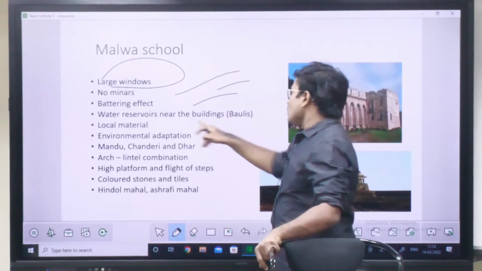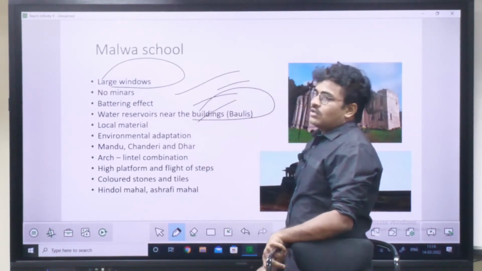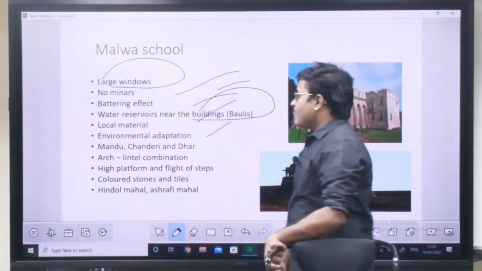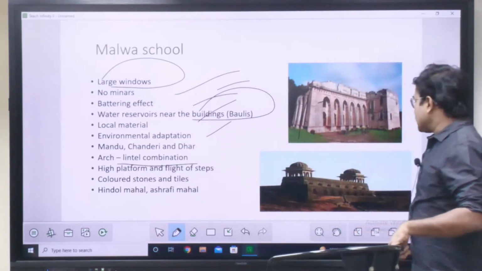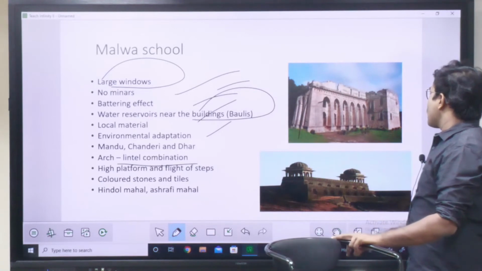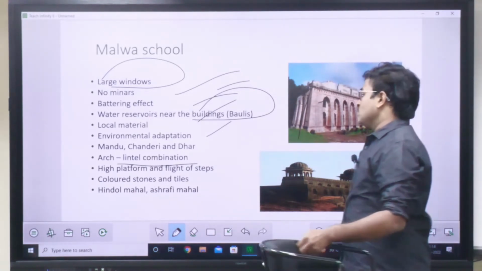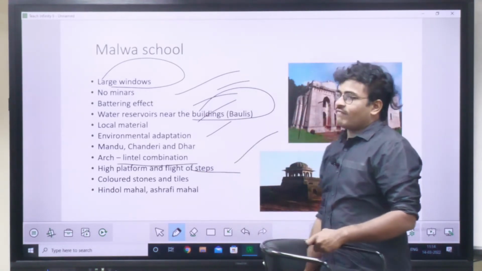Then here also there are baulis, locally available material they used, and it is also environmental adaptation that they have done. And mainly here we see arch and lintel combination. Arch and lintel combination is there. And the buildings are also constructed on high platforms with a flight of steps.